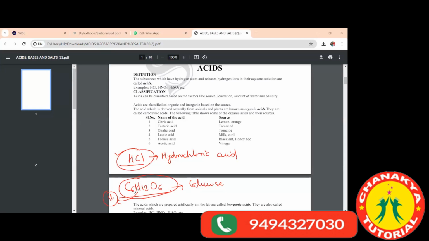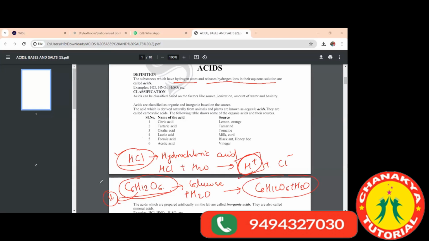What does the definition say? The substance which has hydrogen atom and releases hydrogen ion in its aqueous solution. Means if I dissolve HCl into the water, what will I get? I will get H plus ion plus Cl minus ion. So H plus ion has been released in its aqueous solution by the HCl. But C6H12O6, if I dissolve it into water H2O, I won't get any H plus ions. I will get C6H12O6 plus H2O only. It gets dissolved completely. We can't distinguish them. It's a homogeneous mixture, but we won't get H plus ions in the solution, and hence glucose won't be an acid, right? But HCl is an acid.